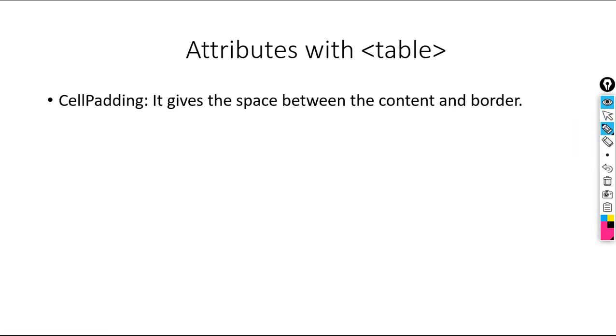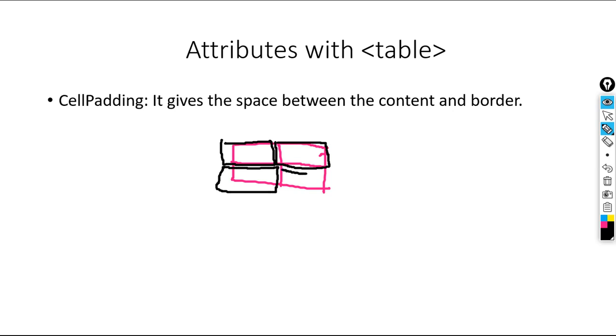Let me explain. Suppose this is a 2 by 2 table, 2 rows, 2 columns. So here this particular part is one cell, this particular part is another cell, this particular part is another cell. So we can say that a table is a collection of cells. This is cell 1, 2, 3 and 4. Correct. Now it is clear what a cell is.